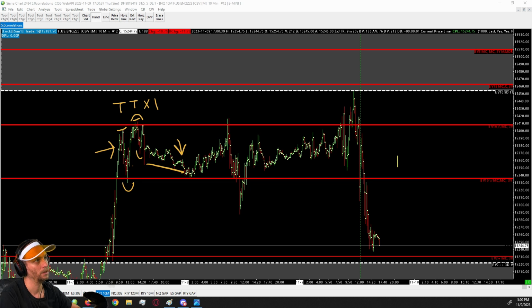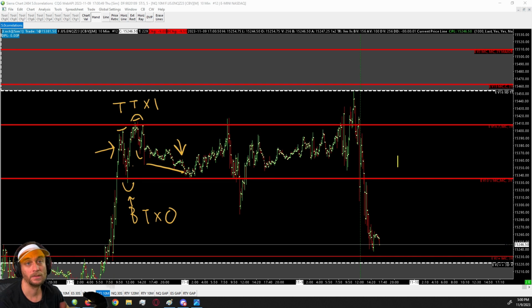This is right here, where right here it would be BTX 0. Last thing that happened is a top tick. It should go low, but it doesn't. See, it doesn't always do what you think it should. They roll short here. They don't hit it. Then they top tick. TTX 2 now.